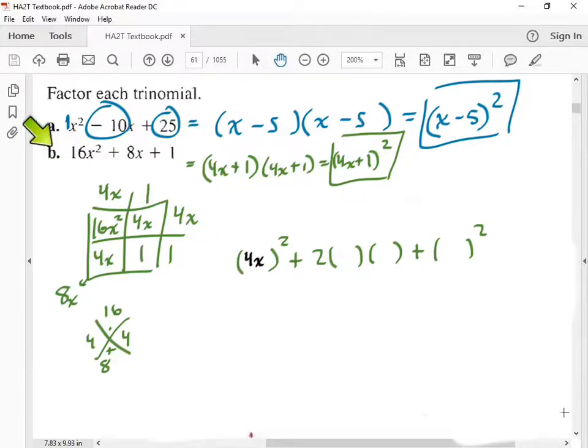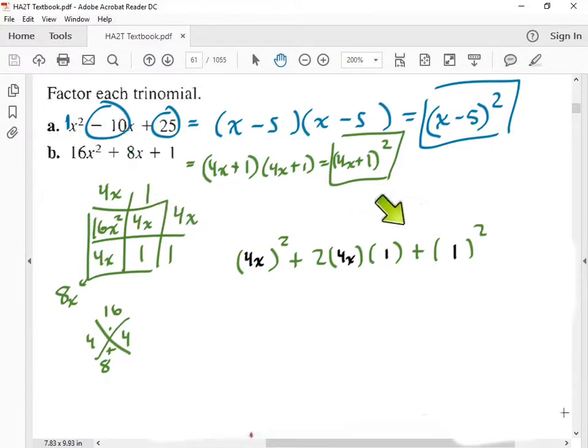4x squared is the same as 16x squared, right? Right. What is 1 square rooted? Yeah, that one's just 1. Okay. So far this part works. If you get the first and last term to work, then maybe the middle part works. Now, does the 8x equal 2 times 4x times 1? So I put the 4x right here and the 1 right here. I get the 4x and the 1 from these guys. 2 times 4x times 1, does that give me 8x? Yes. You know what that means?